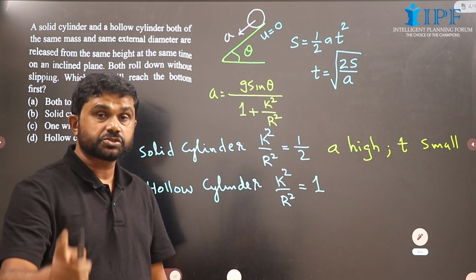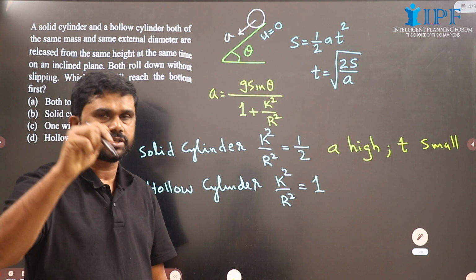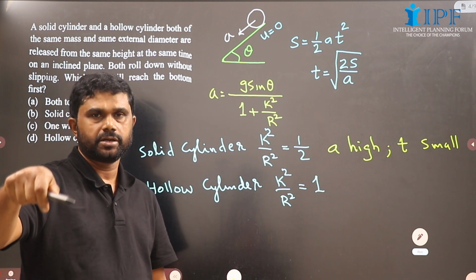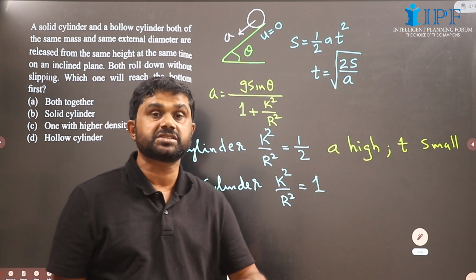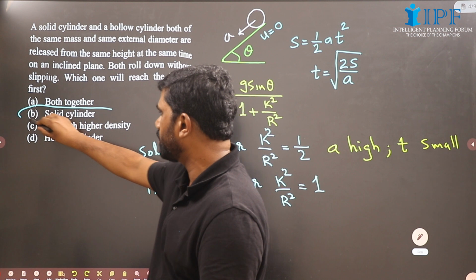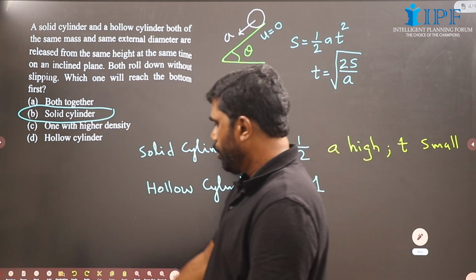So k square by r square is smaller for the solid cylinder. So acceleration will be more for the solid cylinder, so time will be less, and the solid cylinder reaches the bottom first.